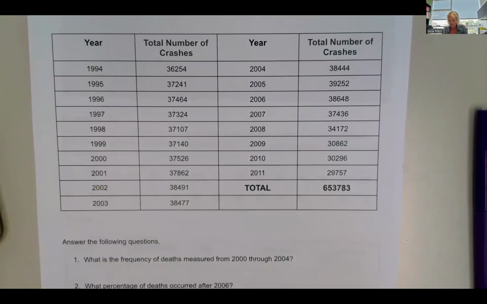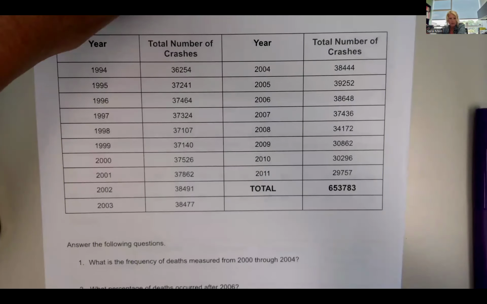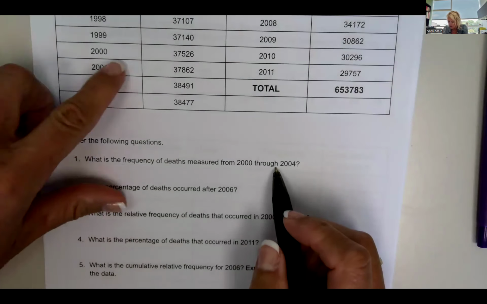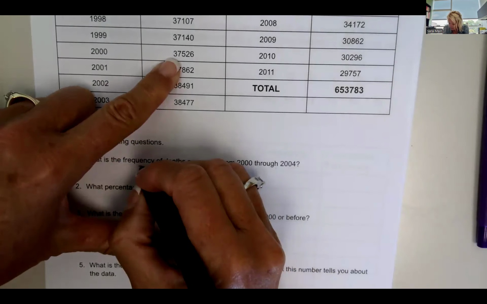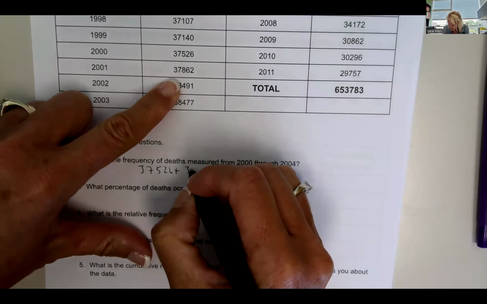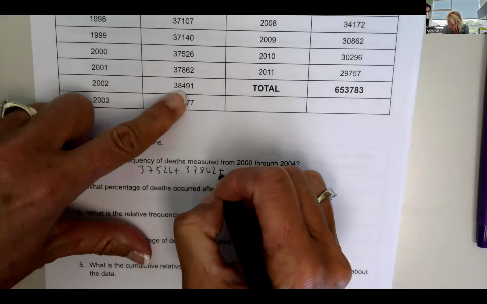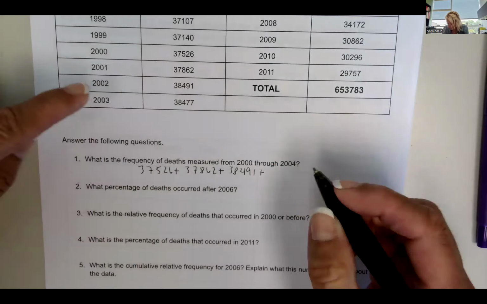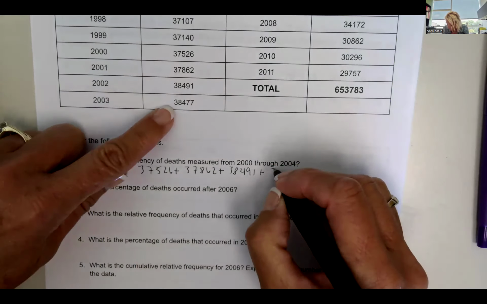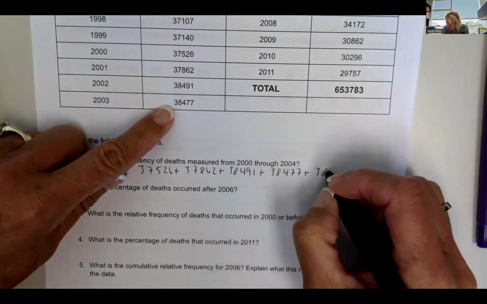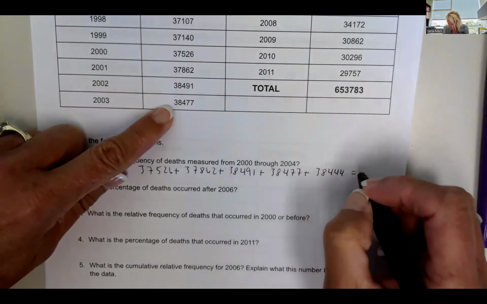So it says, what is the frequency of deaths measured from 2000 through 2004? The frequency of deaths measured from 2000 to 2004. So that would be adding up 37526 plus 37862 plus 38491 plus 38477 plus 38444.